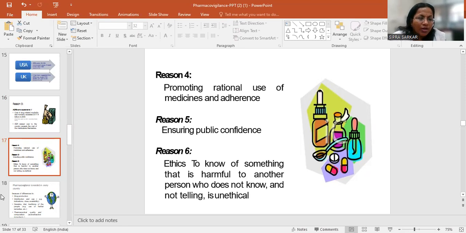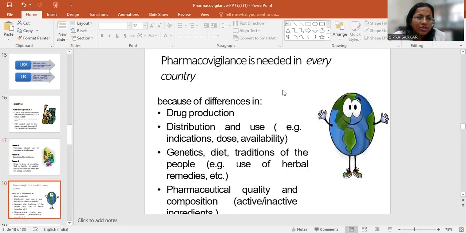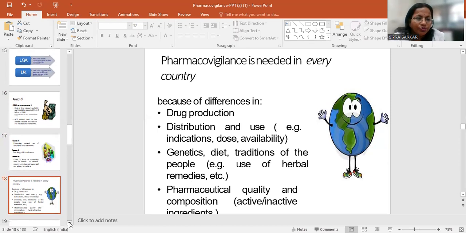Now, these are the very important reasons. Pharmacovigilance is very important in every country because of differences in interaction, distribution and use, information flow, and availability. Depending on genetics, diet, the traditions of the people, and the use of herbal remedies, pharmacovigilance is very much needed. Pharmaceutical quality, composition, and activities should also be analyzed by pharmacovigilance.